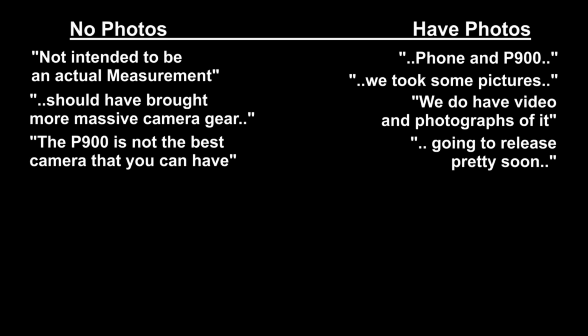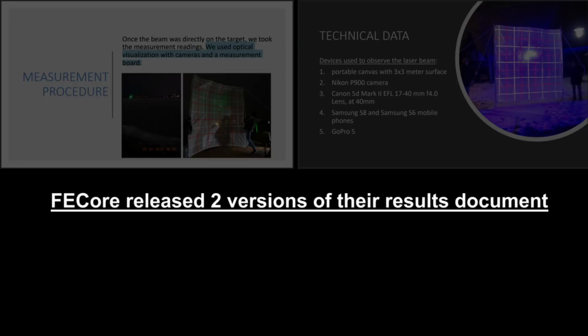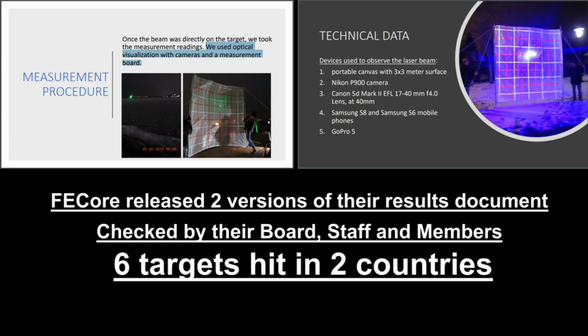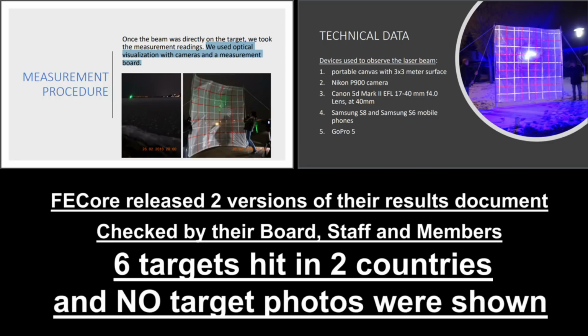So which one is it? Do you have photos or do you not have photos, Mike? And why weren't they in your results? The test results document states that FECore used "optical visualization with cameras and a measurement board." They also list a P900, a Canon 5D Mark II, as well as video-capable mobile devices and a GoPro 5 on site. But nobody got pictures of the supposed laser hitting the target.